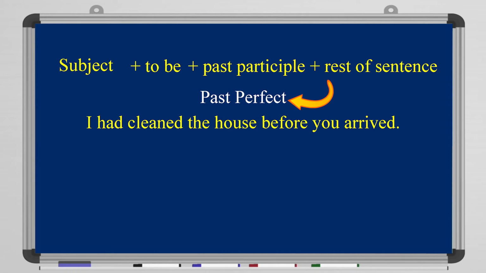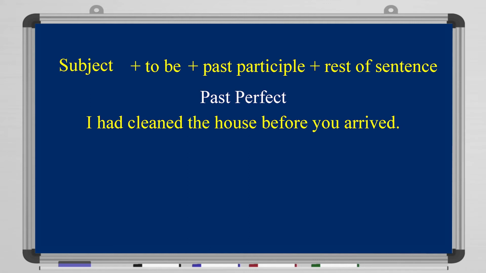The past perfect. I had cleaned the house before. See, the present perfect and the past perfect are very easy. Why? Because they already have the verb in the past participle. So you can just use it. You just need to change a few things here and there or add something. That's it.